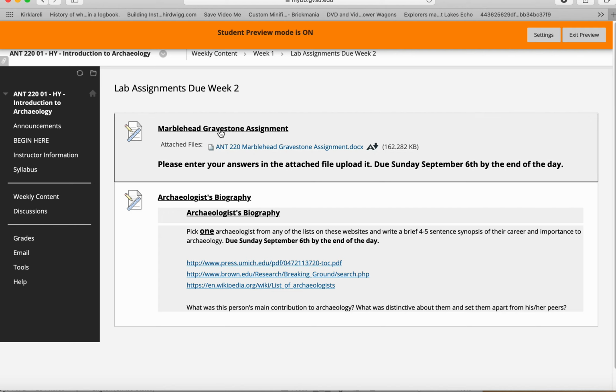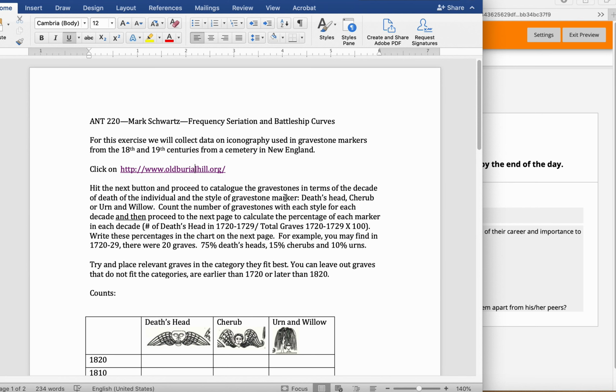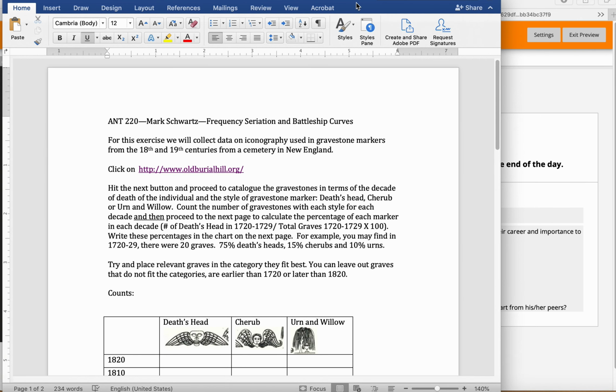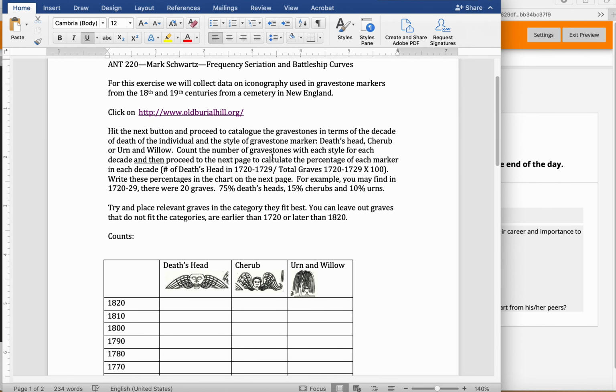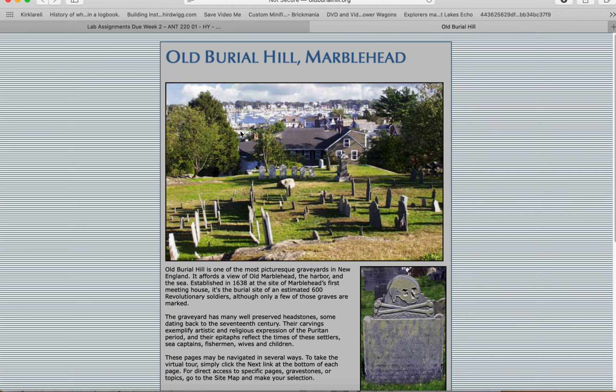The other assignment, you are going to be doing an analysis of gravestones from the town of Marblehead in Massachusetts. I've attached this file, and it has a website, oldburialhill.org. If you click on that, it takes you to this website. Marblehead is a scenic, very old town just north of Boston, very close to Salem. In fact, one of the gravestones is of someone who I believe was executed during the Salem witch trials.